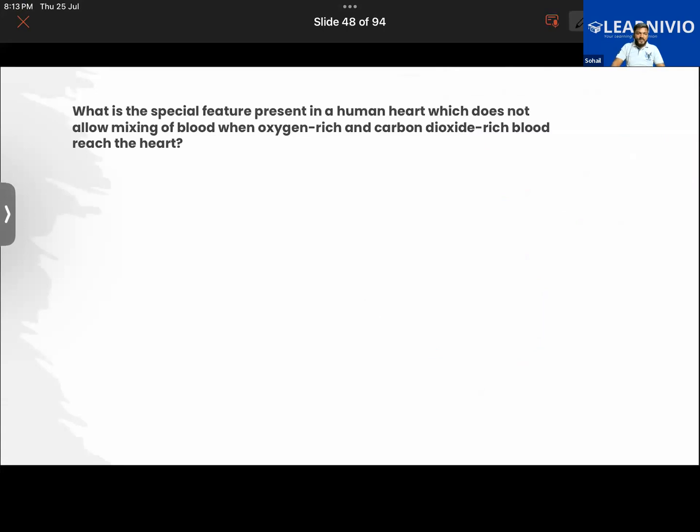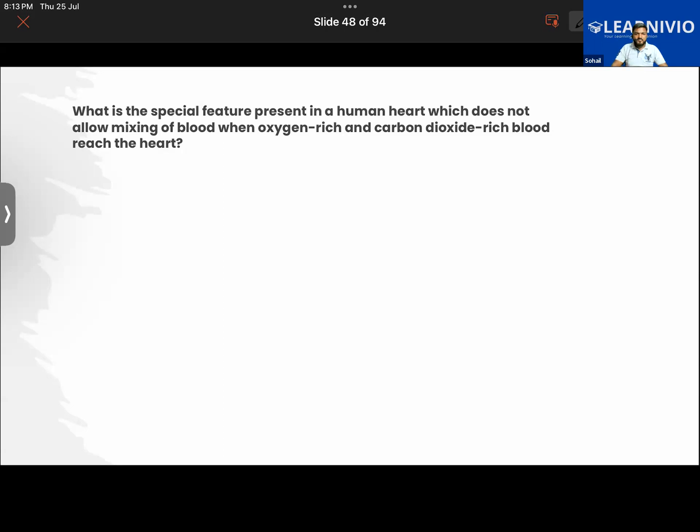Now, this is a question that everyone would be required to answer in the chat box. What is the special feature present in the human heart which does not allow the mixing of blood when oxygen-rich and carbon dioxide-rich blood reaches the heart? What is that special feature? Septum. Fatima, you have to answer in the chat box, no? Anyways, you have already answered it. So, in fact, that is correct.